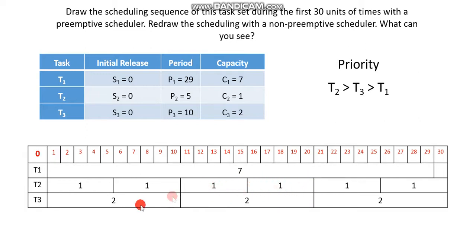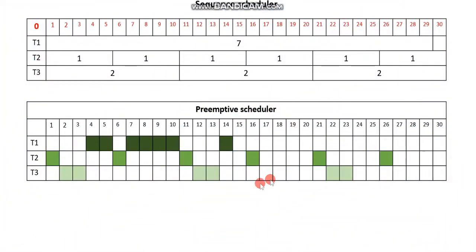Same goes with other tasks. For example, T3 has a period of time of 10 and the capacity is 2. So, that means it will execute 2 units of T3 in every 10 interval. I hope it's clear. Let's look at the preemptive scheduler.